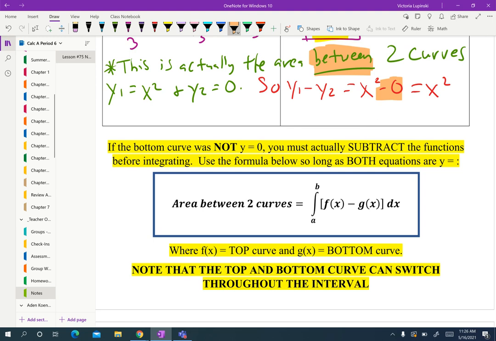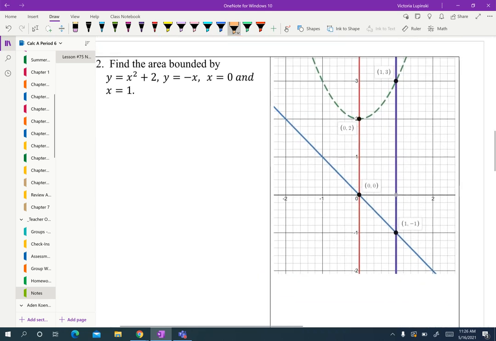And then, very important, note that the top curve and the bottom curve can switch throughout the interval. So you do have to be very careful. This should hopefully make a lot of sense once we take a look here at number 2.